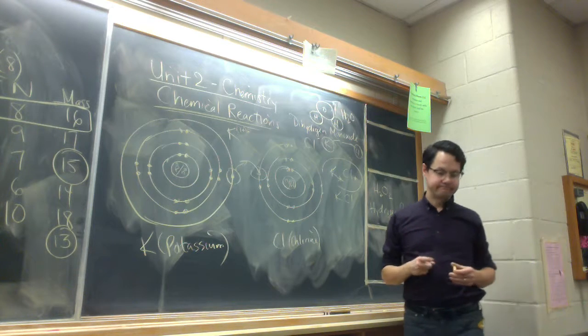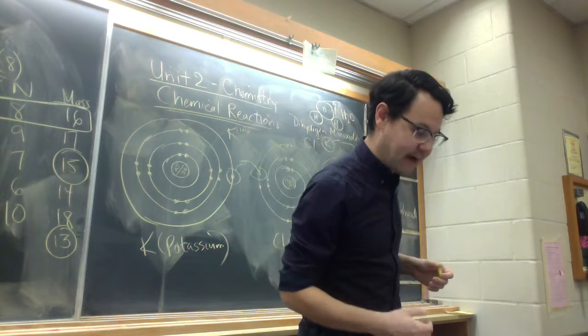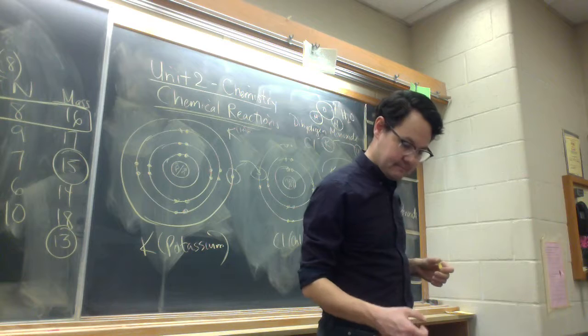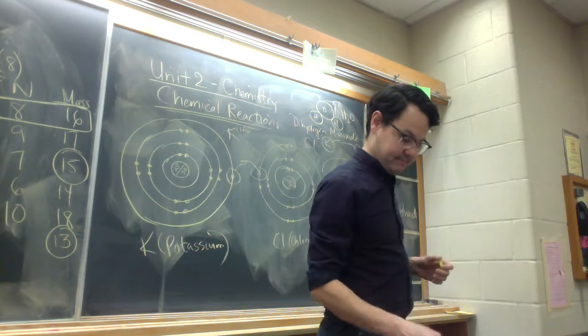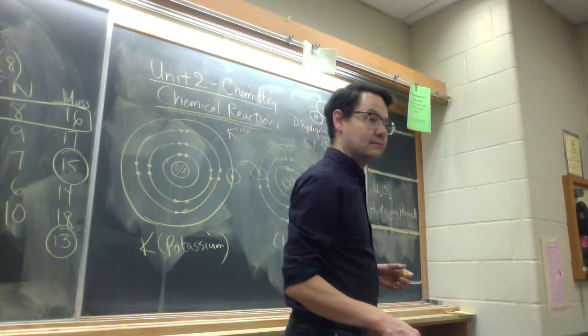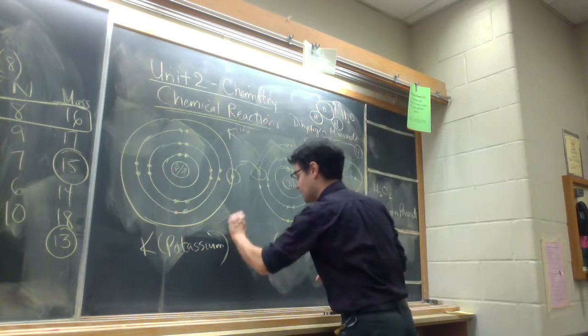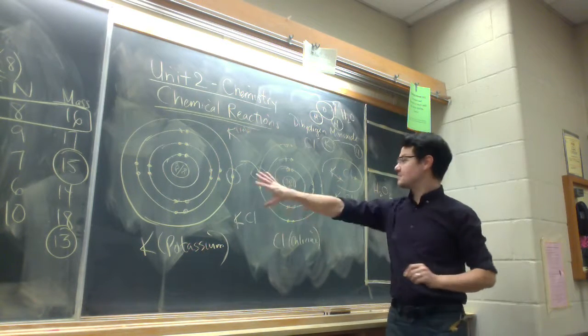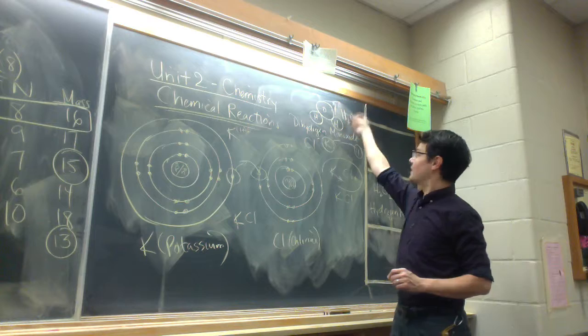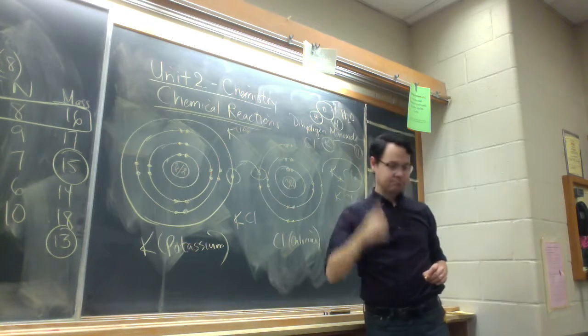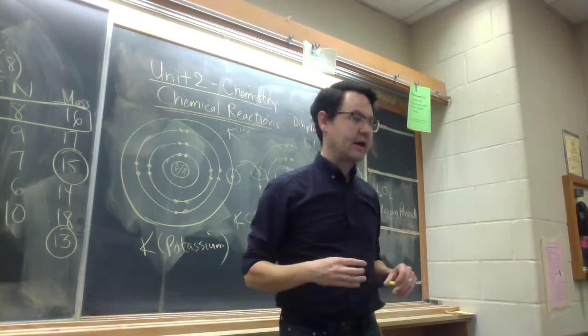Wait, are we doing four? No, we're still on five. We're on five now. We're on C, right? Yes. I don't get why it's H2O. Oh, no, this one is KCl. KCl for number one, and dihydrogen monoxide, or H2O for... Okay.